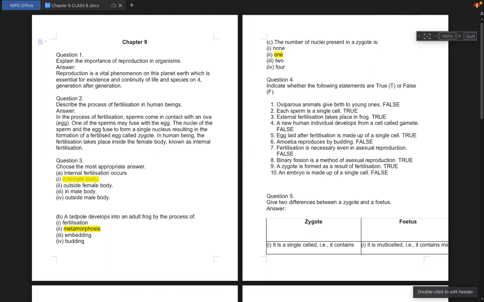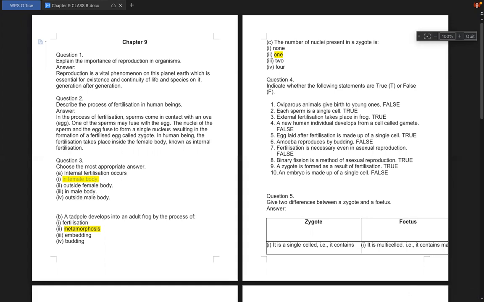Explain the importance of reproduction in organisms. It's a vital phenomenon on this planet Earth, which is essential for existence and continuity of life and species on it, generation after generation. So if a dog is reproducing, then only we have got dogs on Earth. If dogs stop reproducing, ultimately the old ones will die out and we will not have dogs. So basically, reproduction is essential to carry out the continuation of a species on the life on Earth, right?